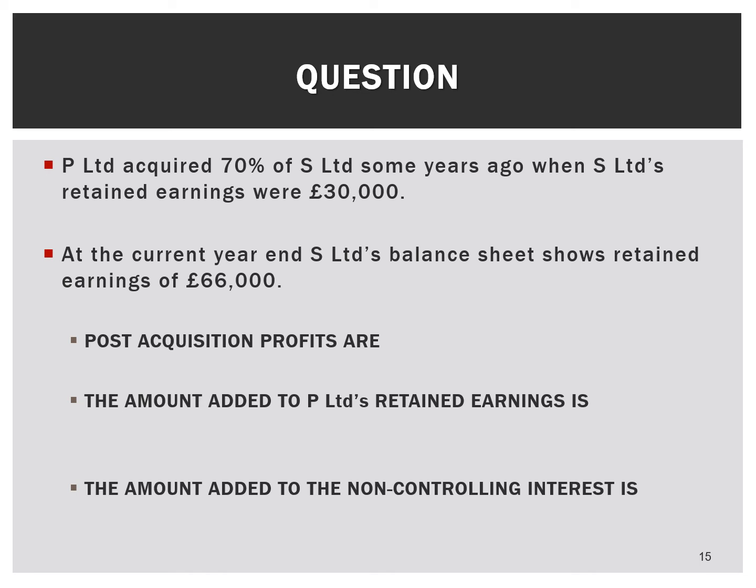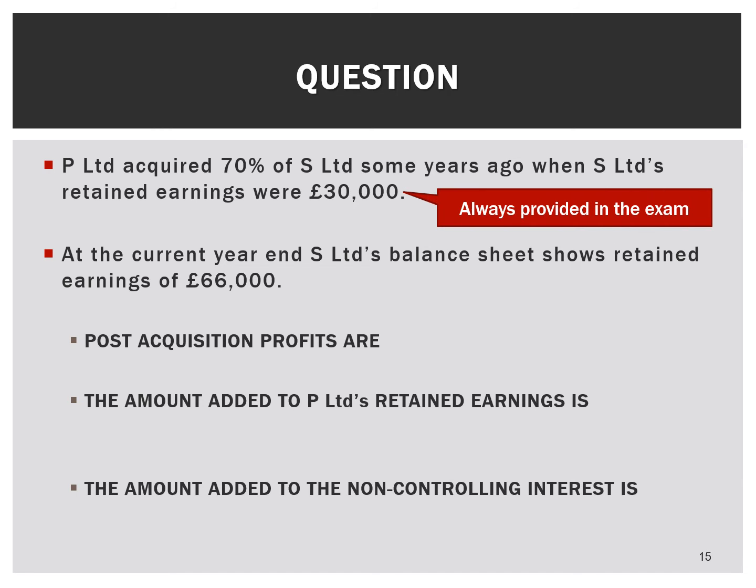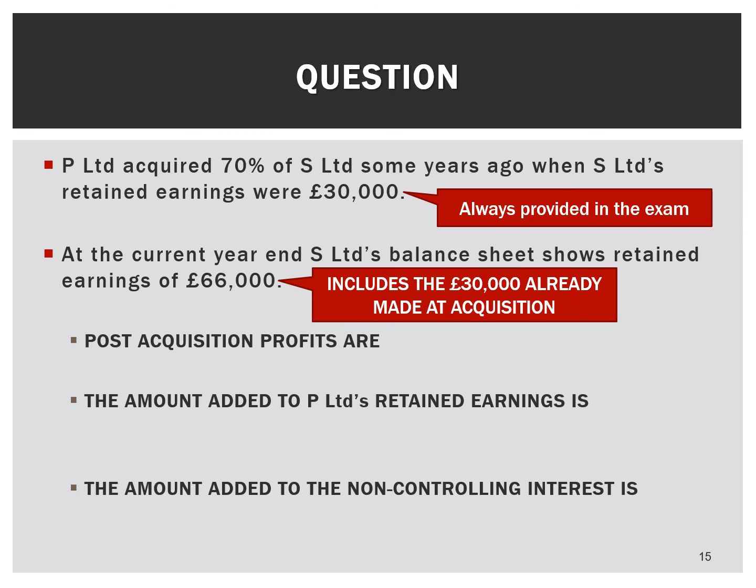So the post-acquisition profits will be the difference between those two figures, the current figure and the figure at the date that we acquired the shares, and that will always be provided for you in a relevant exam question. Remember, the 66,000 is the current figure. That includes what's already been made when we buy the shares. So the difference between those two, the 36,000, represents post-acquisition profits.